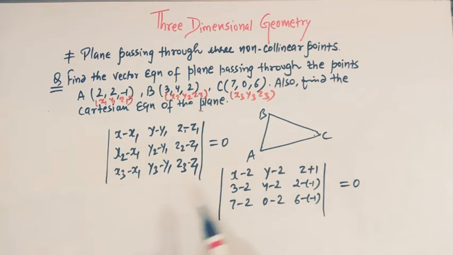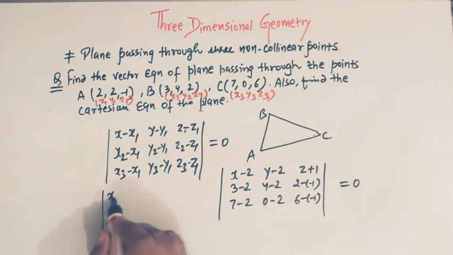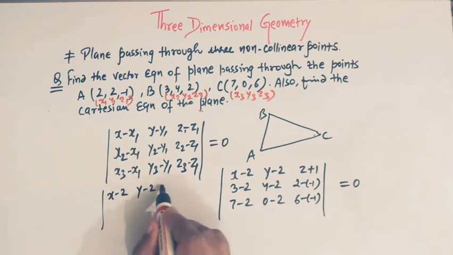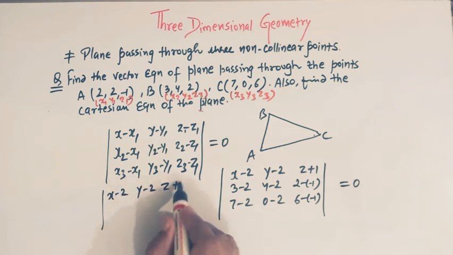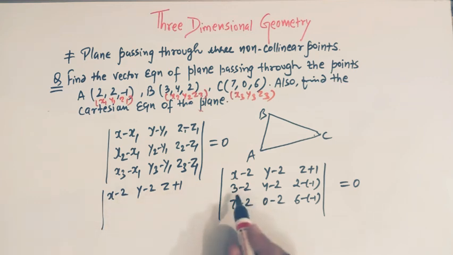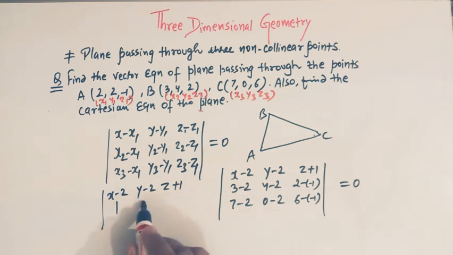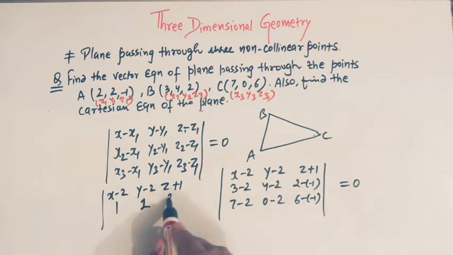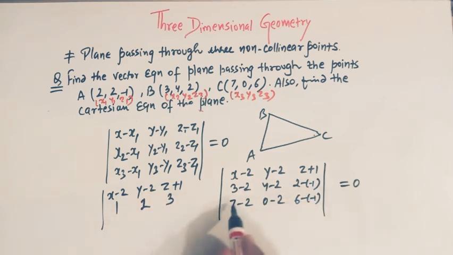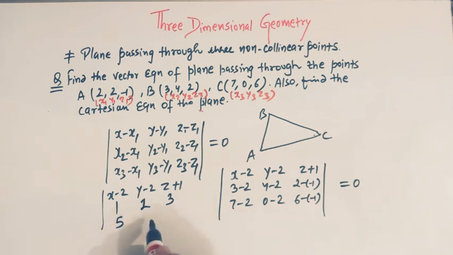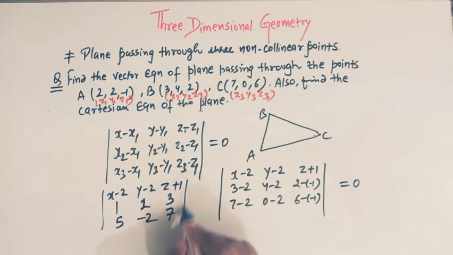So after substituting the values here, we get this determinant. Now if we simplify it, then we have x minus 2, y minus 2, z plus 1, and 3 minus 2 is 1, 4 minus 2 is 2, and here we have 3, 2 plus 1, here 7 minus 2 is 5, then we have minus 2, and then we have 7, right? So this is equal to 0.